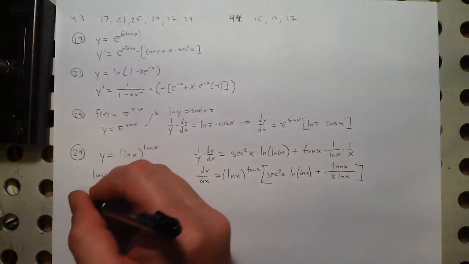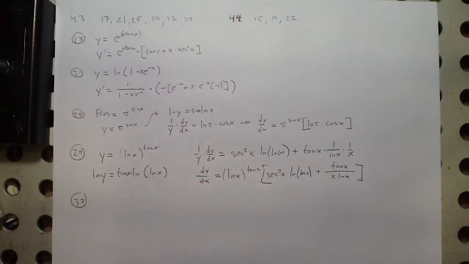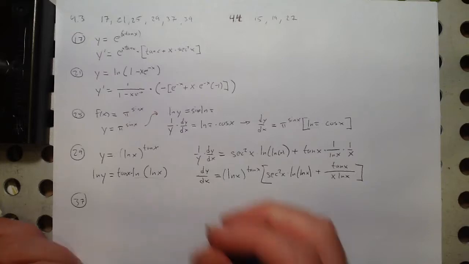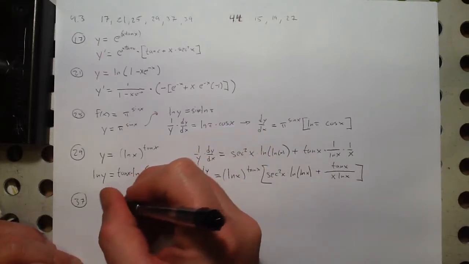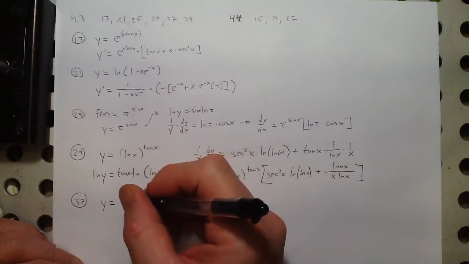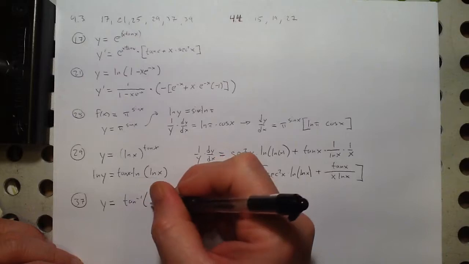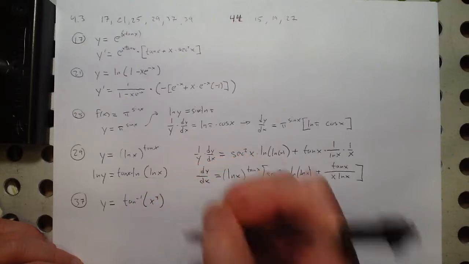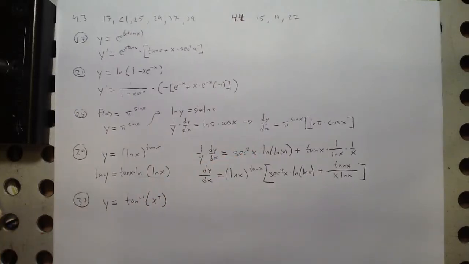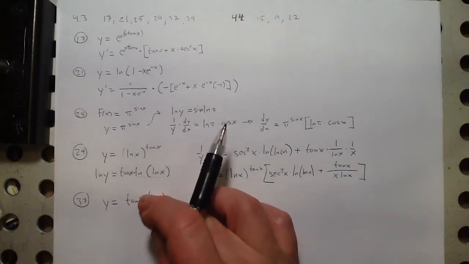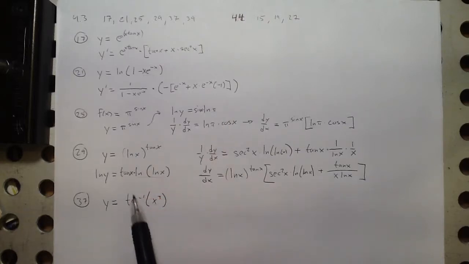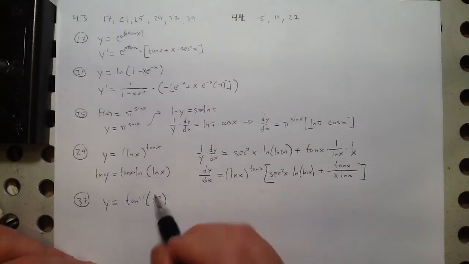Number 37 is y equals tangent inverse of x cubed. So one of the things you just need to know is the derivative of a tangent inverse function, that's 1 over 1 plus x squared. But that's if this is just a regular old x, and so we have to apply some chain rule here.